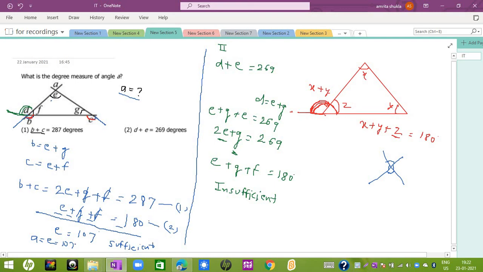Okay, so when statement 1 alone is sufficient and statement 2 alone is not sufficient, then you go for option A. So your answer for this one is going to be A.